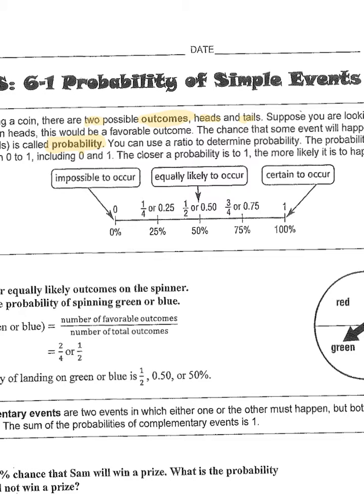You can use a ratio to determine probability. The probability of an event is a number from 0 to 1, including 0 and 1. So the closer a probability is to 1, the more likely it is to happen. Think about it as like a percentage from 0 to 100: 0% being impossible to occur, equally likely to occur, like a 50% chance, or certain to occur, 100% chance.